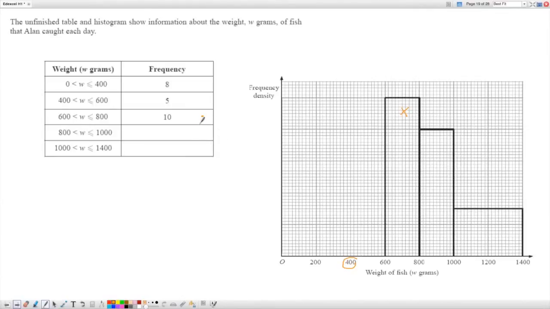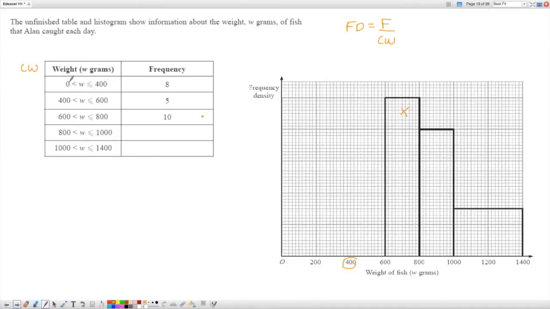Before we start any histogram question, we need to remember that frequency density is equal to frequency divided by class width. So we've got some frequencies here. Class widths are easy to work out. We can see them from looking at our groups here. So it's how big is the group, the class.